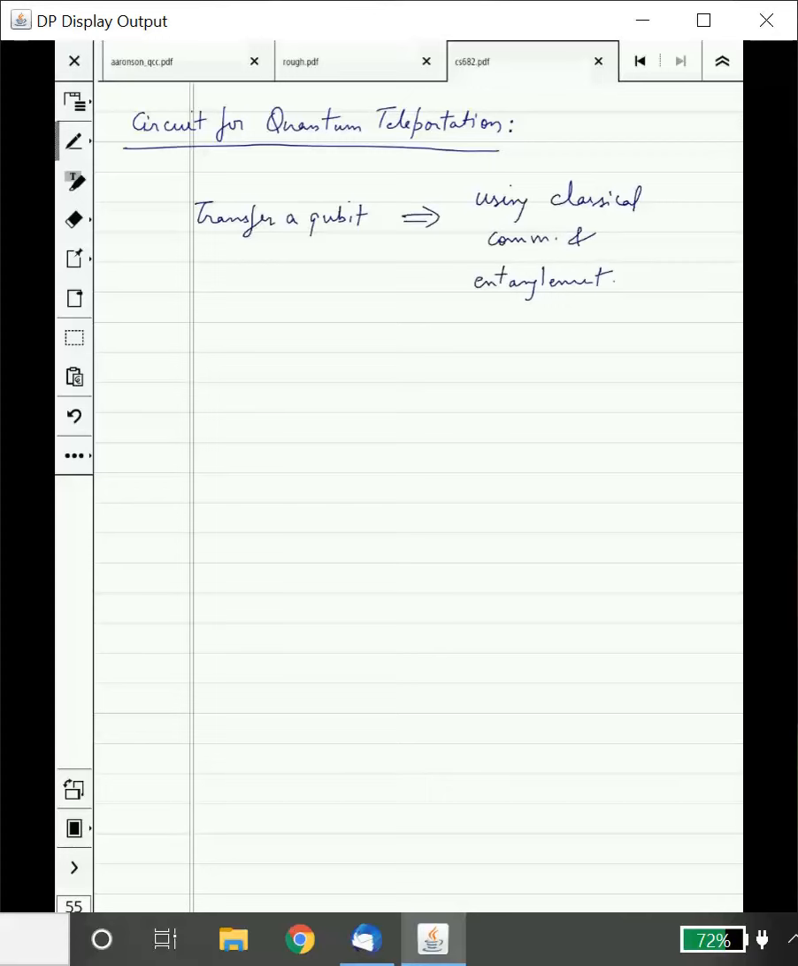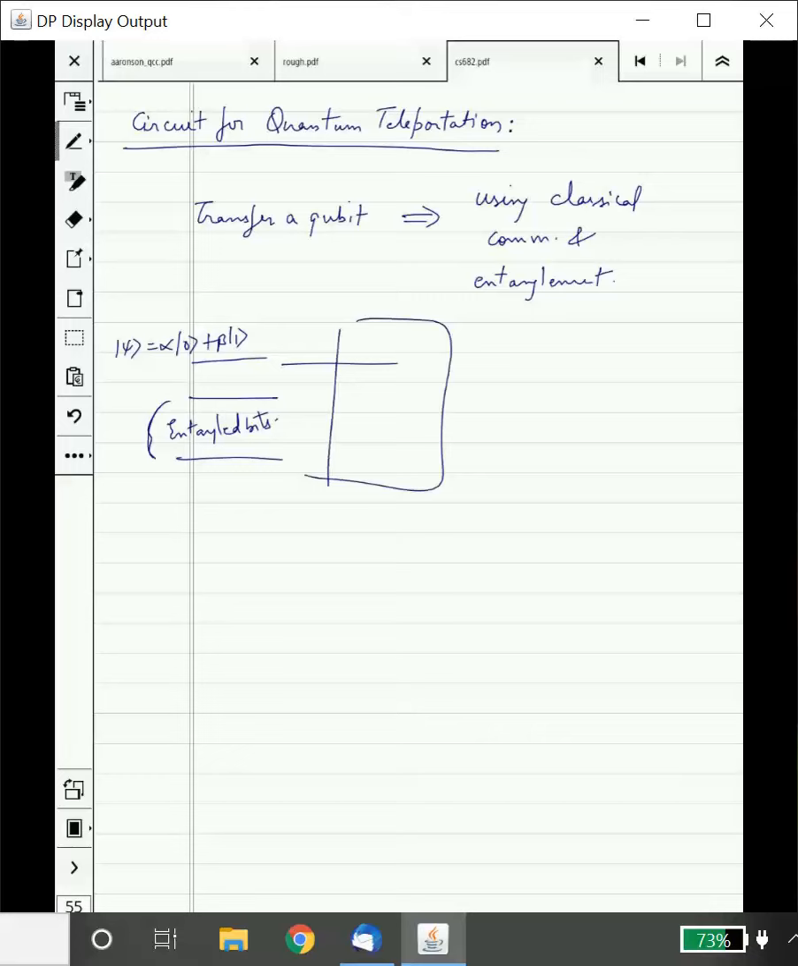Assume Alice has a state psi which can be given to her. She has no idea what the state is going to be, and Alice and Bob are sharing a pair of entangled bits. Now there will be some circuit, some protocol performed which might have classical communication also, and in the end, remember this was Bob, this was Alice, this was also Alice, and finally the state should come to Bob's part.